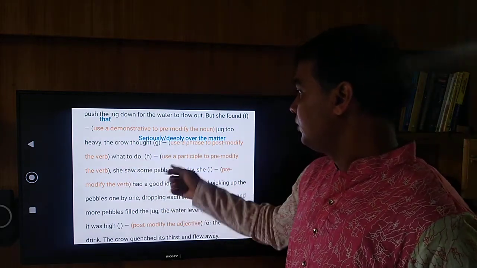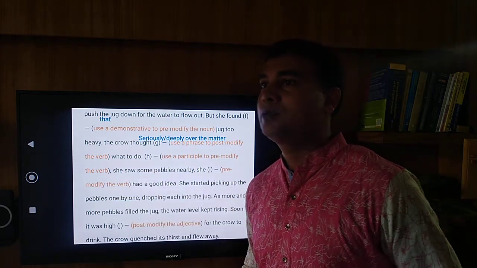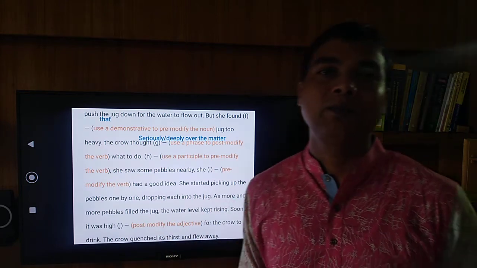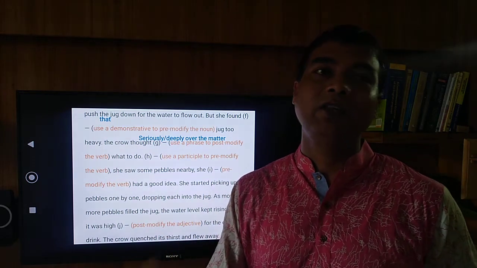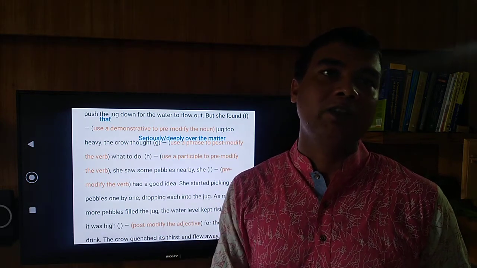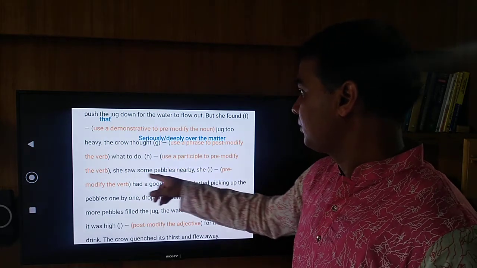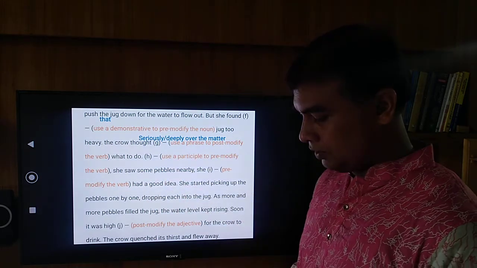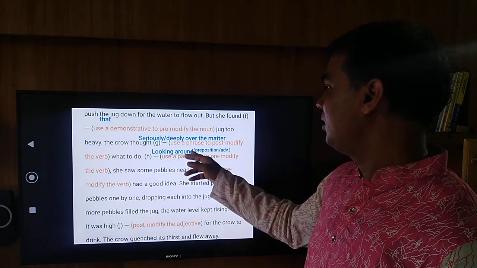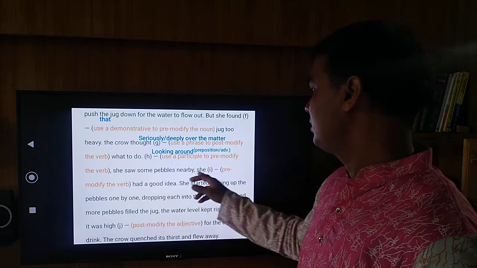Okay, what to do? Use participle to pre-modify the verb. Participle. Yes, you can use either present participle or past participle. If you use present participle, use verb with ing, and past participle, that means verb 3, past participle of main verb. So you can use a participle. She saw some pebbles. So the answer might be looking around. Looking around, she saw some pebbles.